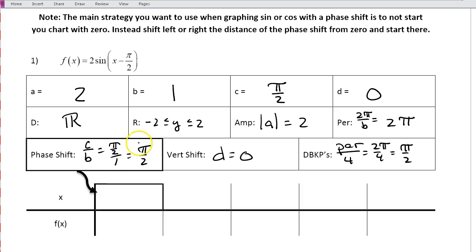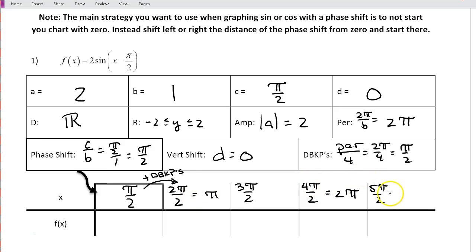Okay, so as I was mentioning, we want to start our chart at the phase shift value. So normally this first point would be 0, but now it's shifted over pi over 2. So we want to start at pi over 2. And then same as always, we're going to add the distance between key points, which is pi over 2 also. So pi over 2 plus another pi over 2 is 2 pi over 2. I'll go back and reduce that later. Again, add the distance between key points: 3 pi over 2, 4 pi over 2, and 5 pi over 2. So this is going to be pi, and this is going to be 2 pi.